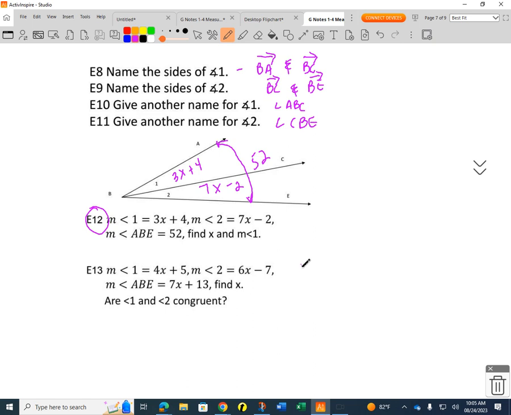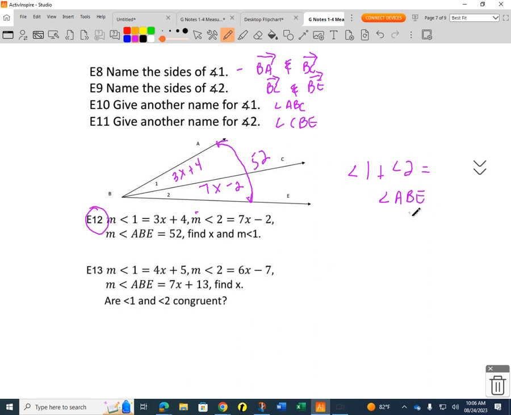So this is similar to the segment addition postulate in that if we have an angle and we use a ray to divide that angle into more than one angle, the sum of those angles equals that angle we started with. Does that make sense, Caleb? So that means angle 1 plus angle 2 equals angle ABE. So we're going to write that. Angle 1 plus angle 2 equals angle ABE.